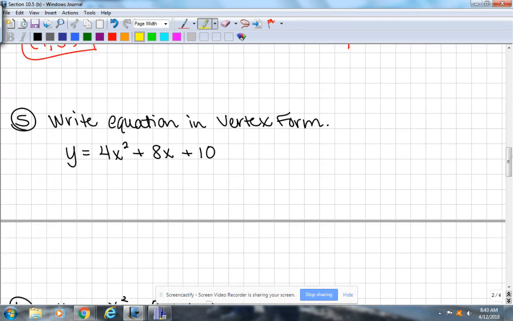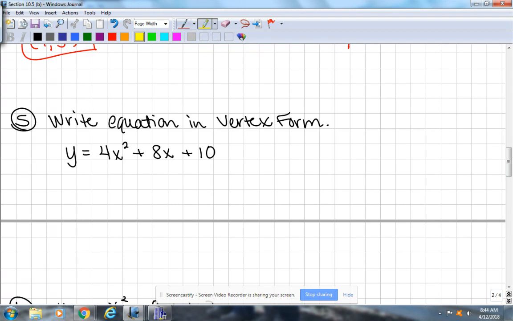All right, they're giving me this equation in standard form. Y'all tell me, is the vertex going to be a maximum or a minimum for this equation? A minimum. This parabola is a U shape. All right. To write it in vertex form, I need a vertex. How do I get a vertex from standard form? You find the axis of symmetry first.